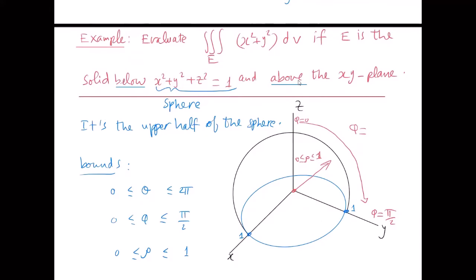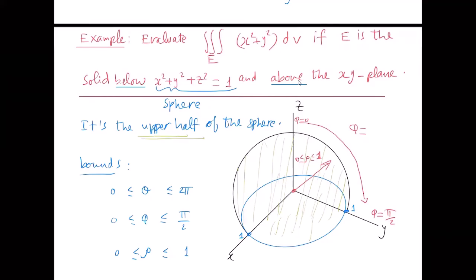But the solid is below this sphere and above the xy plane. Above the xy plane, so he speaks not about the whole sphere, it's a half sphere. So what is the region, Sama? Above the xy plane and below the sphere, so it's the upper half sphere, the hemisphere.